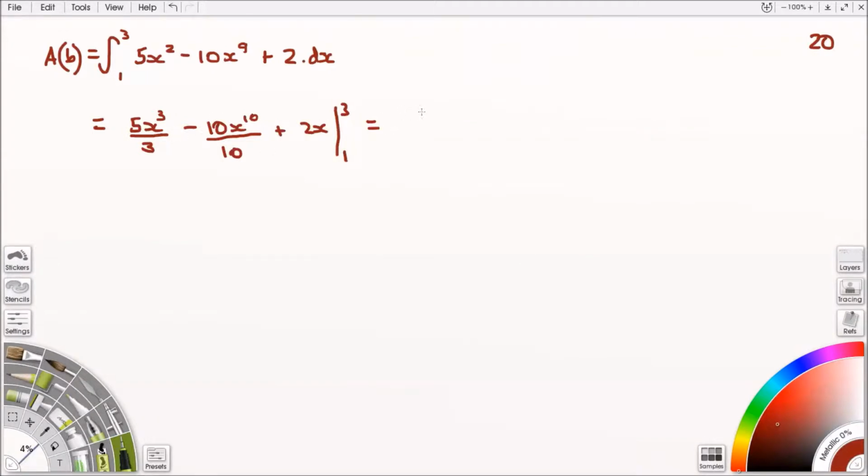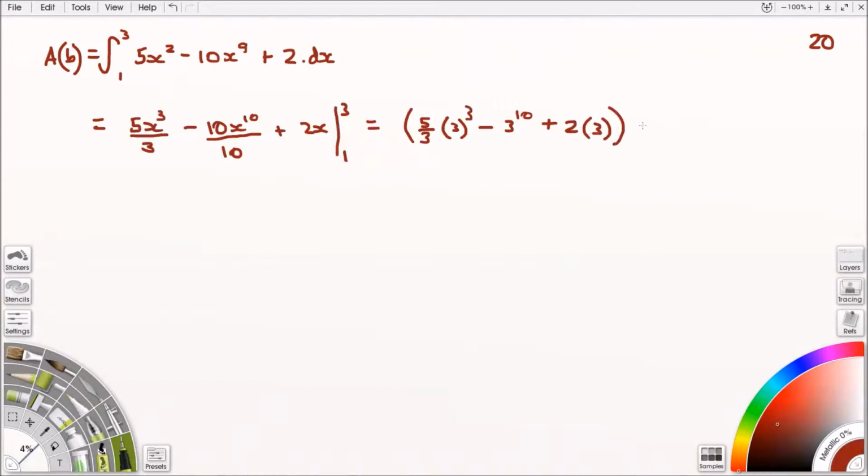And now what we do is we take our top limit here and we plug that in for x. So 5/3 times 3 cubed minus 3 to the power of 10 plus 2 times 3.